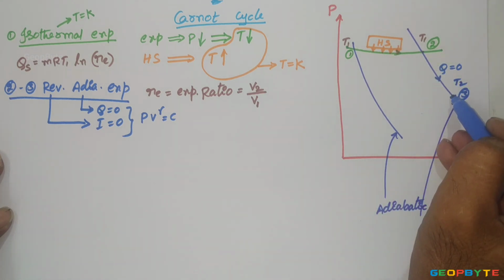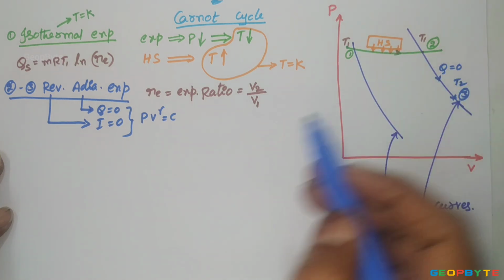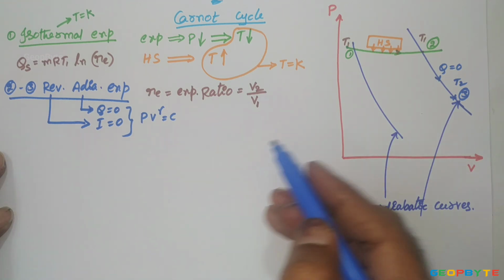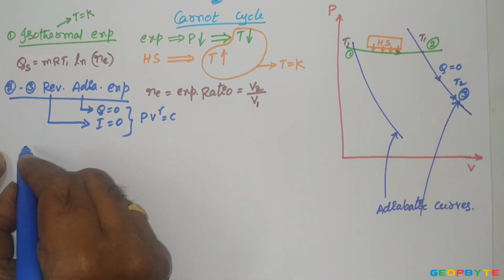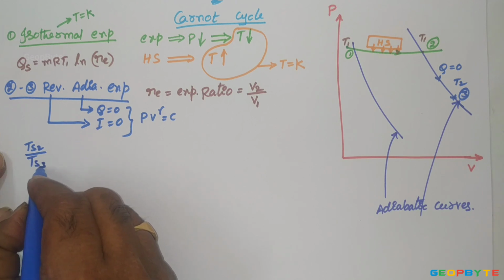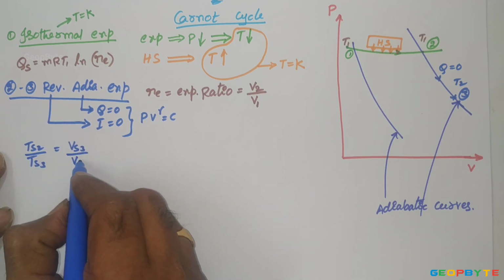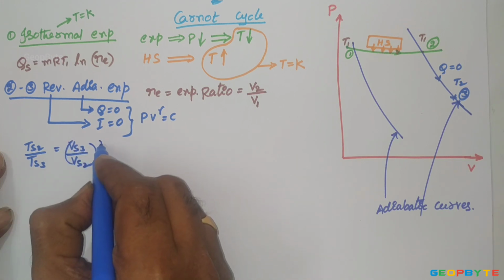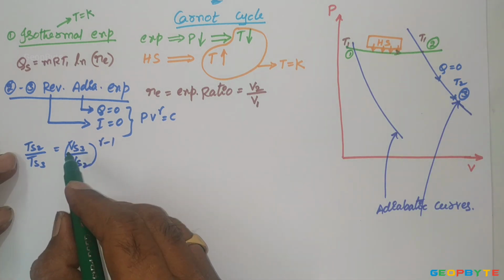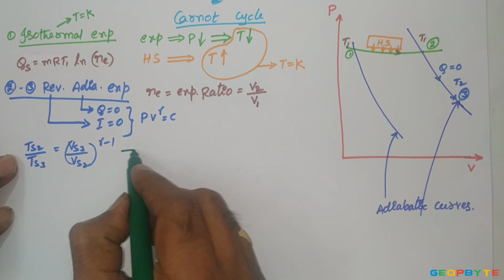Temperature is dropping from T1 to T2 because temperature remains constant during the 1 to 2 process. Then the relation between temperature and volume during the 2 to 3 process is: temperature at state 2 by temperature at state 3 is equal to volume at state 3 by volume at state 2, power gamma minus 1. This is the relation between the temperature and volume for the reversible adiabatic process.